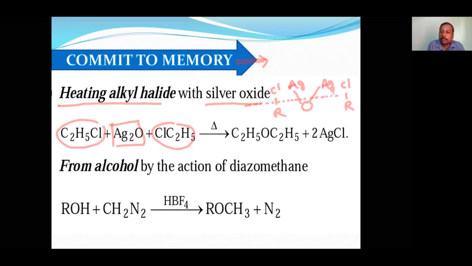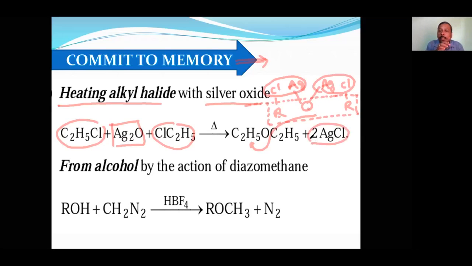Now you have to cut it like this. Cut it like, what is that hero picture name? I don't remember. Bahubali. You should be like Bahubali. You should cut it nicely like this. Then see what is left over, ROR. So that means our ether is formed. So this is AgCl, this is another AgCl. So 2 moles of AgCl.